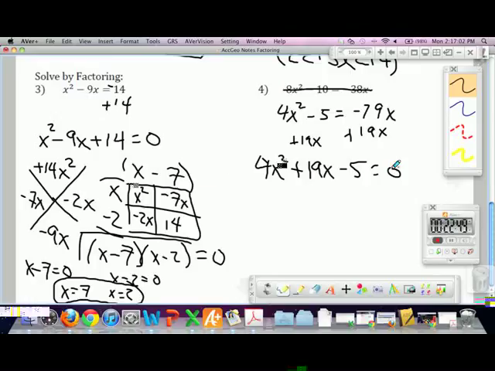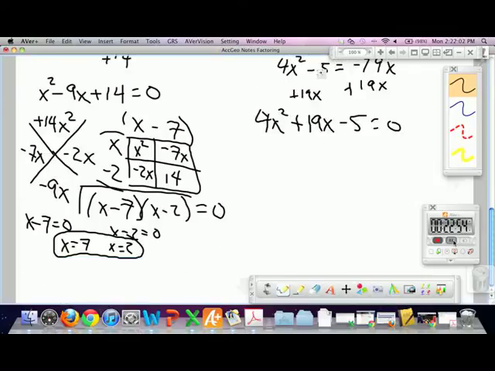Let's see. We make a diamond problem, folks. There's nothing in common among 4x squared, 19x, and negative 5. So in the multiply box, we multiply the two ends: negative 20x squared. The middle term is the adding box. So we need to find a pair of numbers that multiply to negative 20x squared but add up to 19x. Hopefully we end up with negative 1x and 20x.